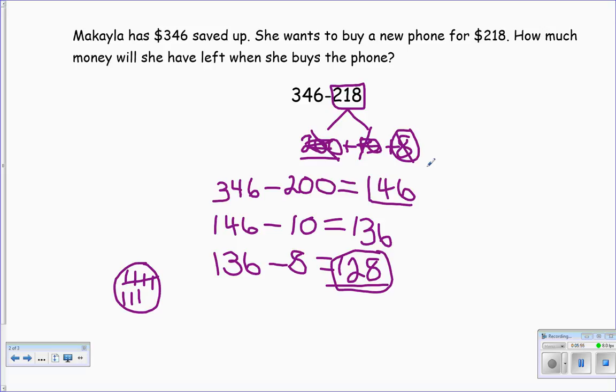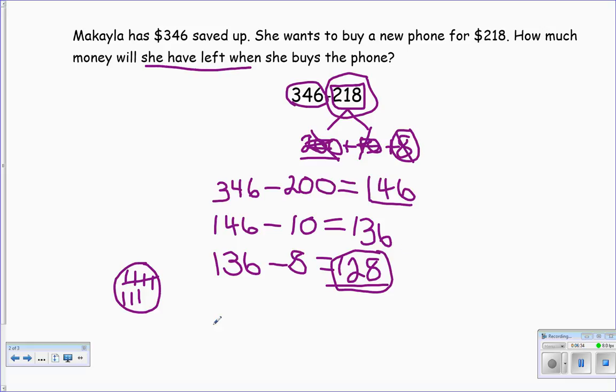Okay, let's stop and think about what we did here to solve this problem. After we ran through our problem solving steps and got ready to solve, we looked at our problem, we took the number that we were getting ready to take away, and we expanded it, we decomposed it into its hundreds, tens, and ones. And then I began to subtract those hundreds, tens, and ones from the amount that I had to start with, which was 346. And that eventually got us down to our final answer: she will have $128 left if she buys the phone.